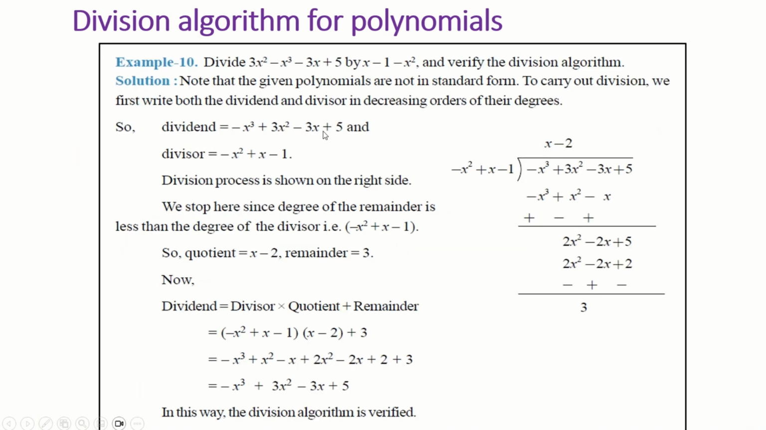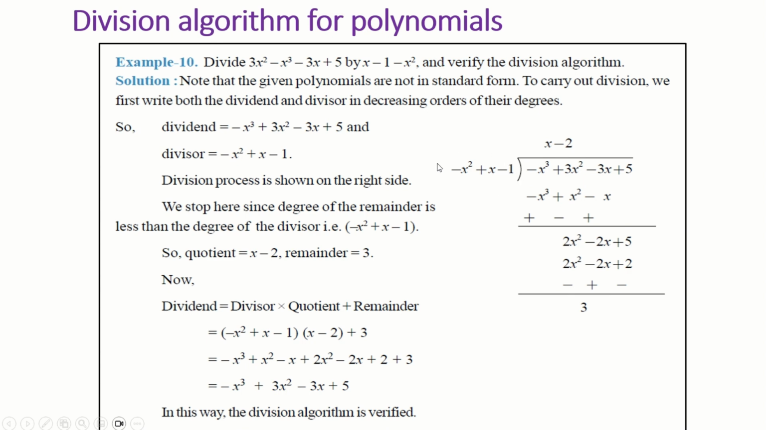Next. Again, there is another example given here in the book. Okay. Divide 3x square minus x cube minus 3x plus 5 by x minus 1 minus x square. You write it in the proper order first. Minus x cube plus 3x square minus 3x plus 5 with minus x square plus x minus 1.